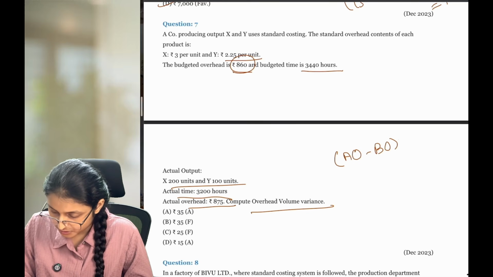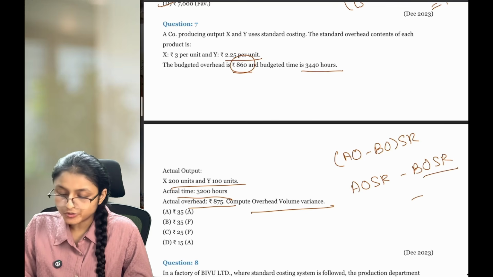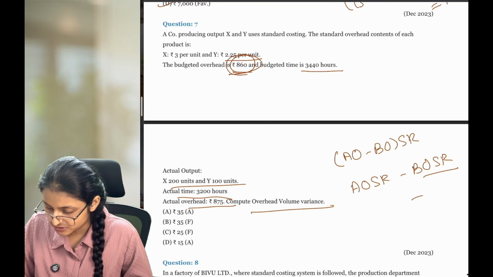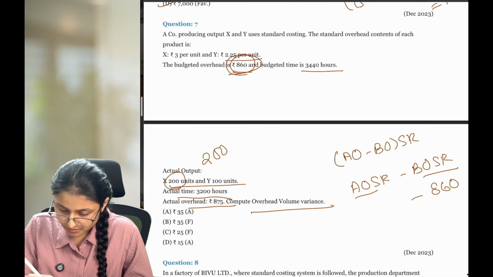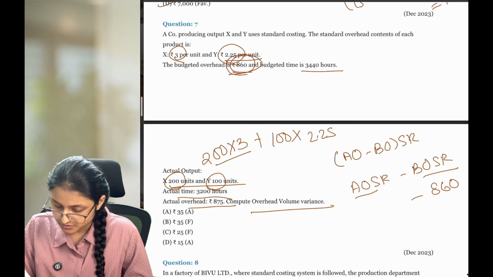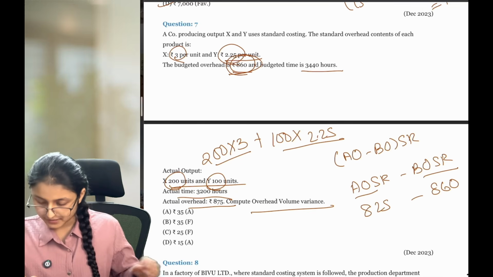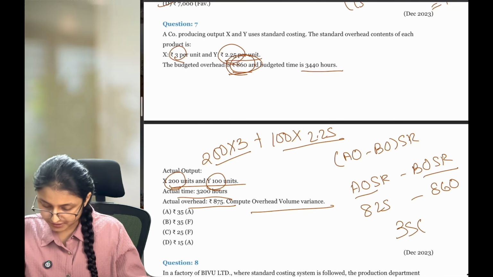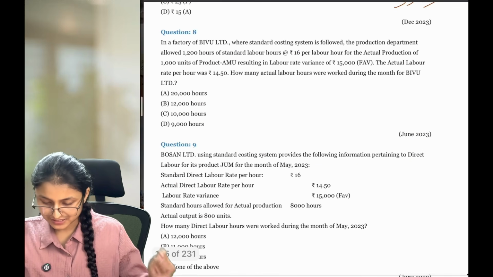output minus budgeted output into standard rate. So actual output into standard rate minus budgeted output into standard rate is what you need to use. Budgeted output into standard rate is nothing but your budgeted fixed overhead, which is 860. Okay? What is the actual output produced? 200 units multiplied by 3 per unit is the standard rate, plus 100 units multiplied by 2.25 per unit is the standard rate. So 600 and 225. So total 825. 825 minus 860 will give you 35 adverse, and this is your answer. Okay, done. Moving forward to the next question.